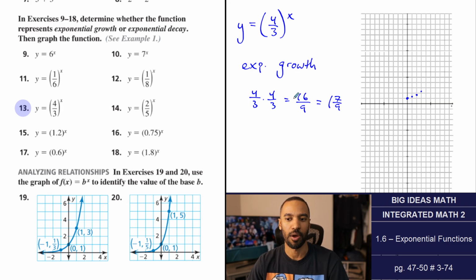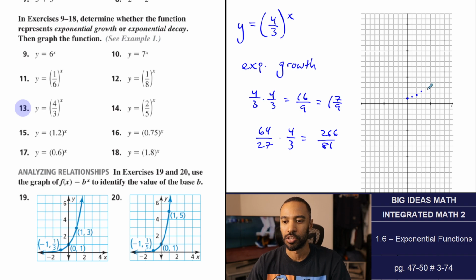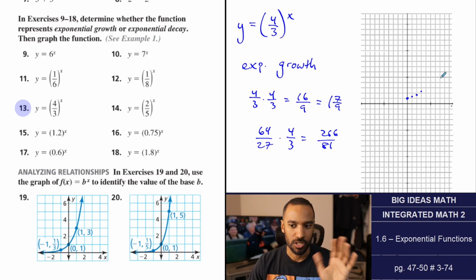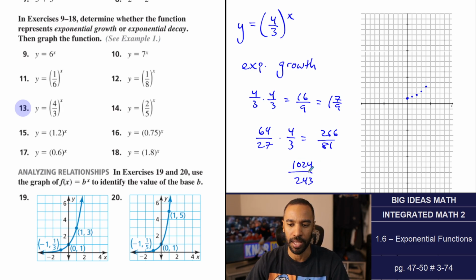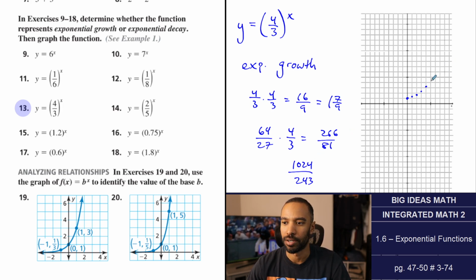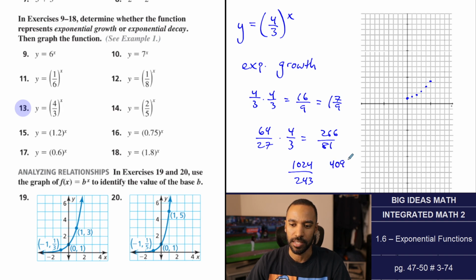So every time x increases by 1, I'm multiplying by another 4/3. 64/27 times 4/3 is 256 over 81. I'm only going to do this for so long on this one, which is about 3. It's a little more than 3 and change. Multiply that, you get 1,024 over 243, which is a little more than 4, right? Because 250 would be 1/4 of 1,000, so a little bit more than 4. So you can see that growth take off. I'll do one more. I'll do 4,096 over 729.